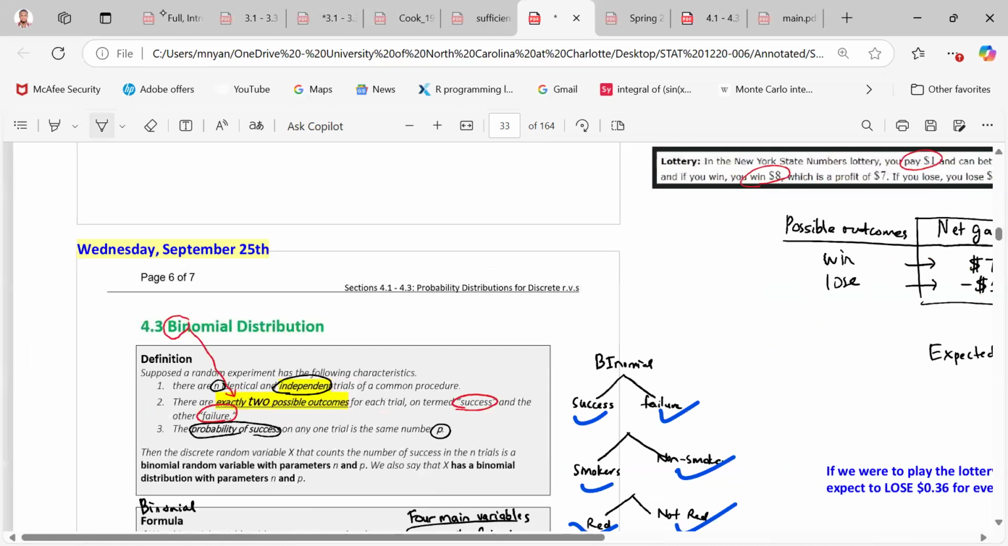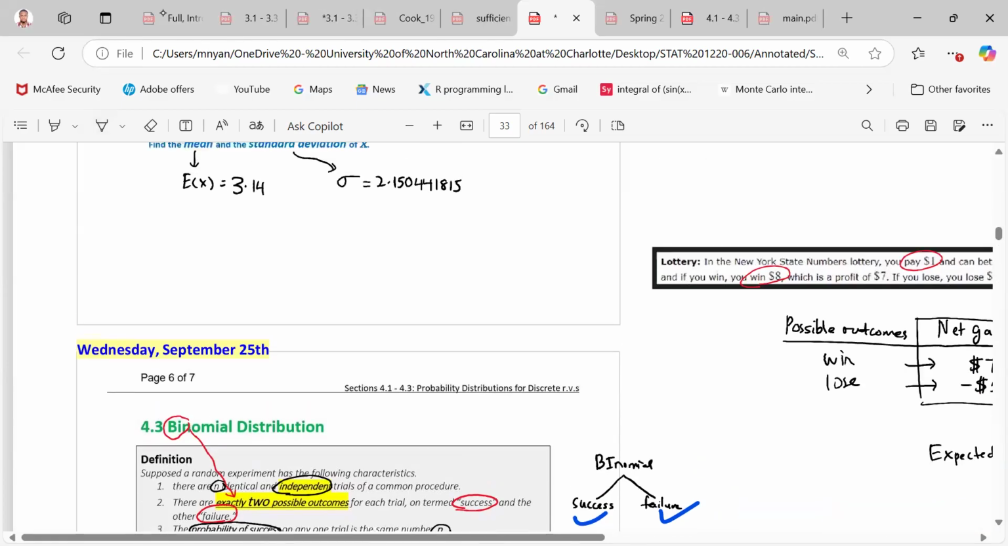All right. So this tackles 4.1 and 4.2 about random variables, discrete random variables, and their probability distributions. All right. So now we're moving on to the binomial distribution.